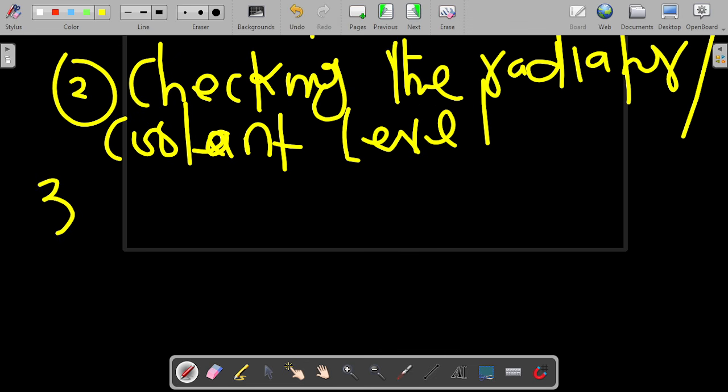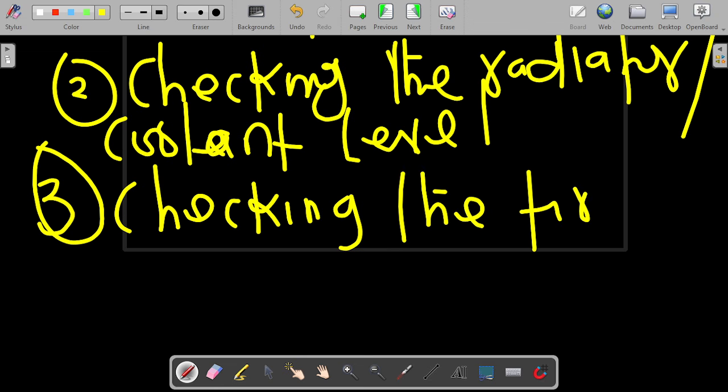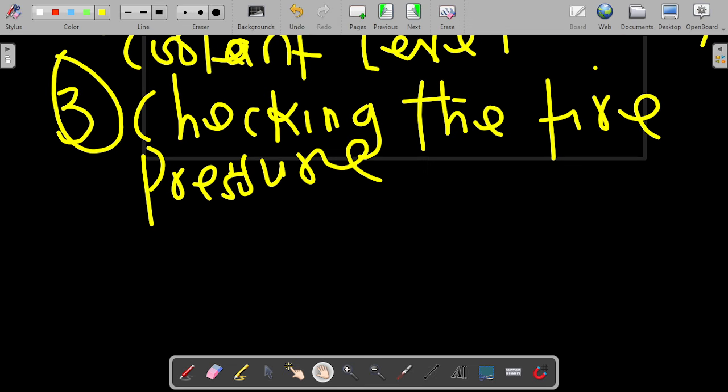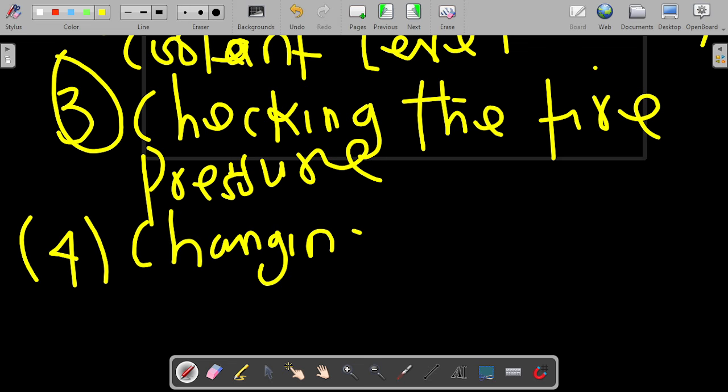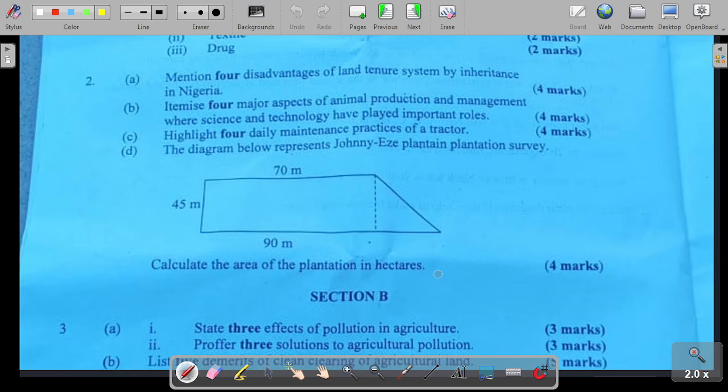So number 3, checking the tire pressure. That's another one. Then number 4, changing the plug or spark plug. Very easy points, that's why I prefer number 2.